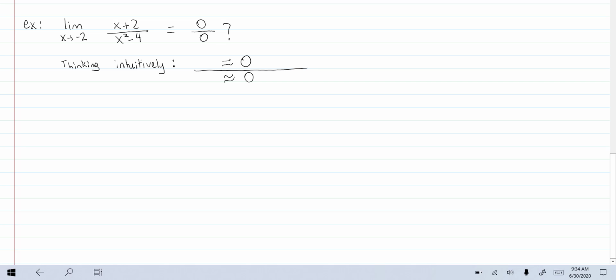So if we try to think what happens when we divide something really close to 0 by something really close to 0? The answer to this question is not so straightforward.